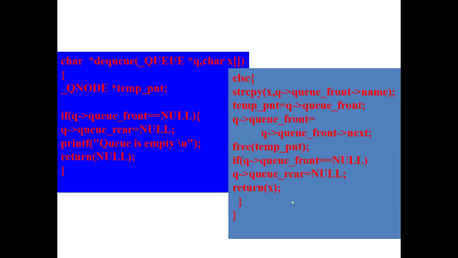Now we are going to see the DQ operation. First, we check whether the front value is null or not, that is, whether the queue is empty or not. If the queue is not empty, we copy the value of the front node to X. We copy the front node address to the temporary variable and then free it, and the front now points to the next node in the queue.